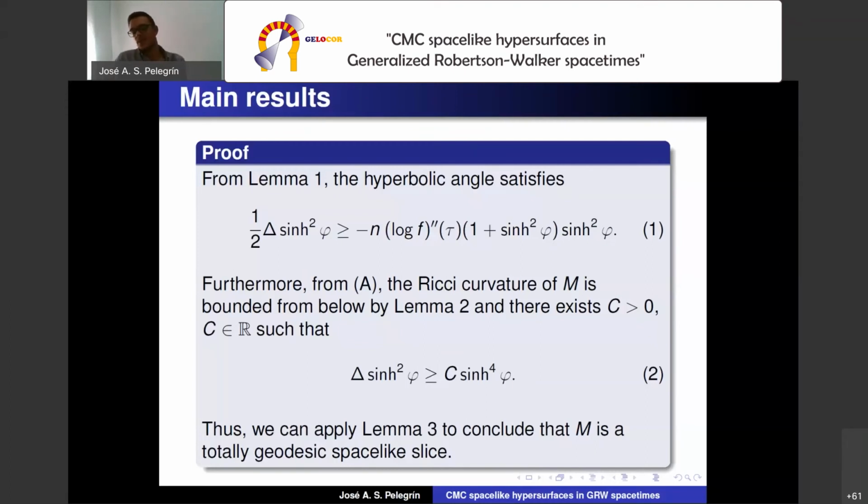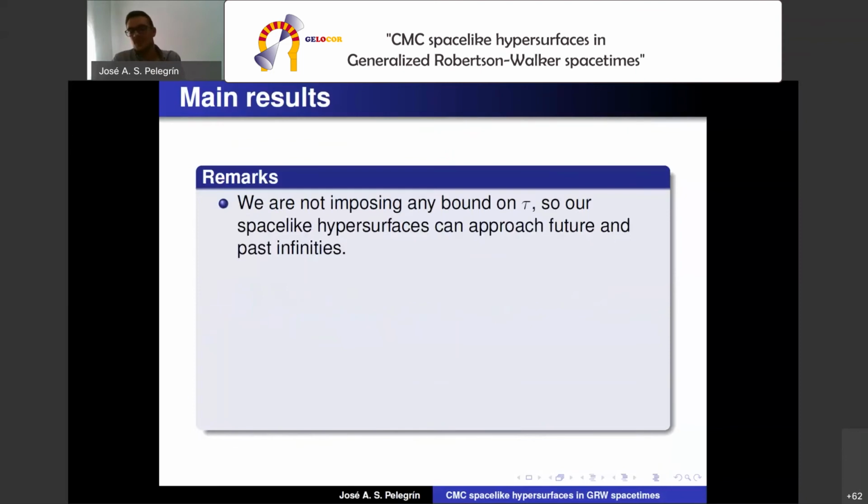Moreover, due to the restriction on the product of the mean curvature and the derivative of the warping function, we obtain that it has to be totally geodesic. Okay. So this is our main result, and just a few remarks about the assumptions that we have been using. More precisely, I will firstly talk about the assumptions that we have not used, where we have not imposed any bound on tau, the height function. Therefore, our hypersurface can approach the future and past infinities. This assumption of lying in a slab has been commonly used to deal with the non-compact case. For instance, in an article by Albujer and Montiel, they used this assumption.